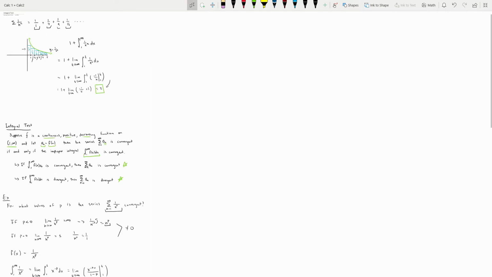So that's it for this quick little lesson on the integral test. Basically, it was just another way to test if a series was going to be convergent or divergent.